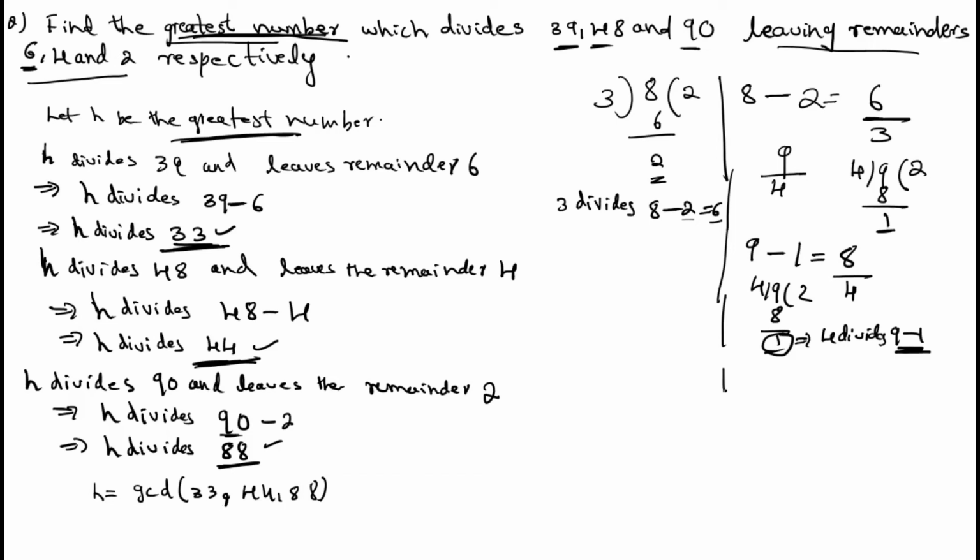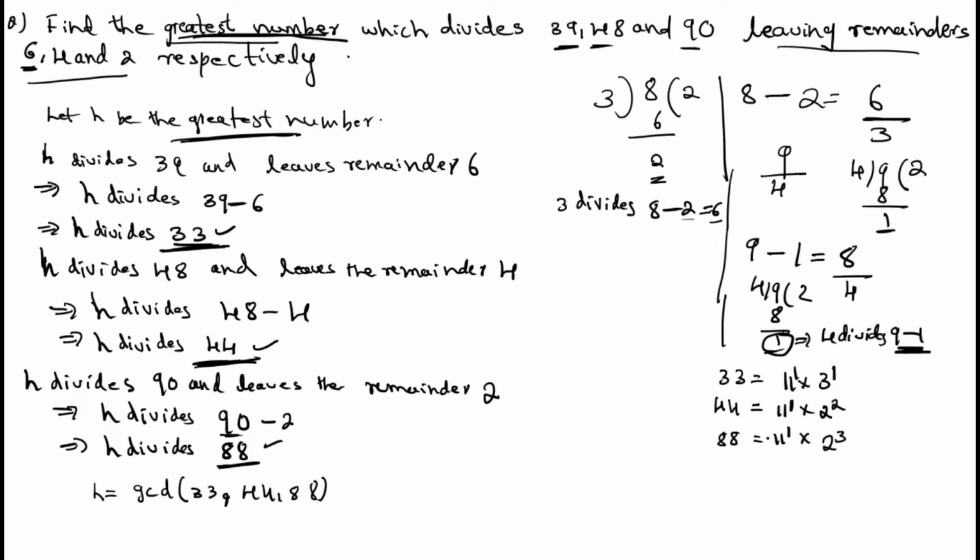You can use the factorization method, right? 33, how to write 33 in the prime factorization method? It's equal to 11 to the power 1 into 3 to the power 1. Then how to write 44? 44 is equal to 11 to the power 1 into 2 to the power 2. Then 88 is equal to 11 to the power 1 into 2 to the power 3.